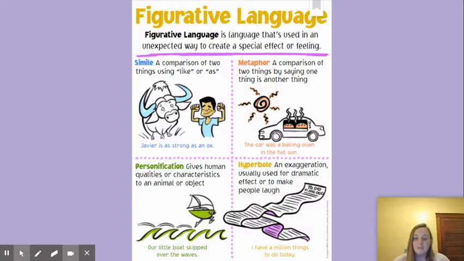And then a hyperbole is an exaggeration, usually used for dramatic effect or to make people laugh. I have a million things to do today. Your list might really only have 10 things on it, but it feels like a million. So, what I'd like you to do is you're going to open your My Book to page 102, and we're going to keep reading from there.